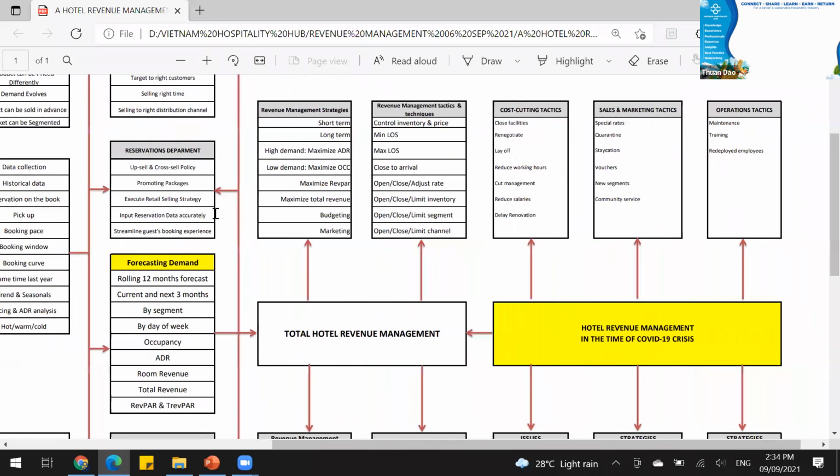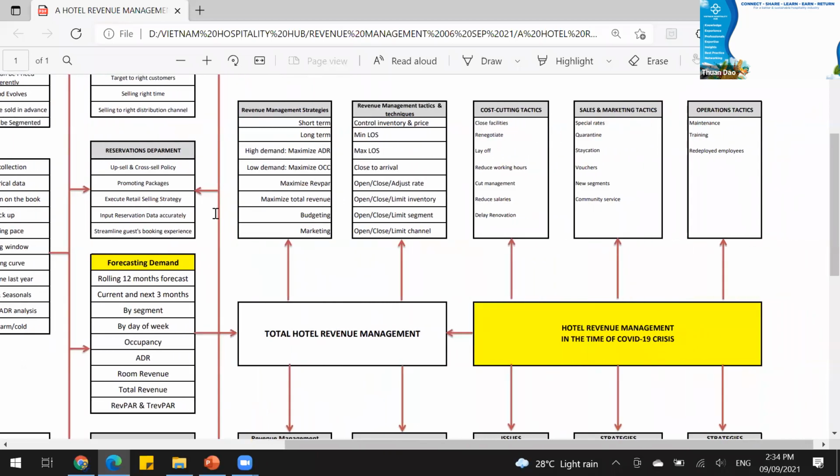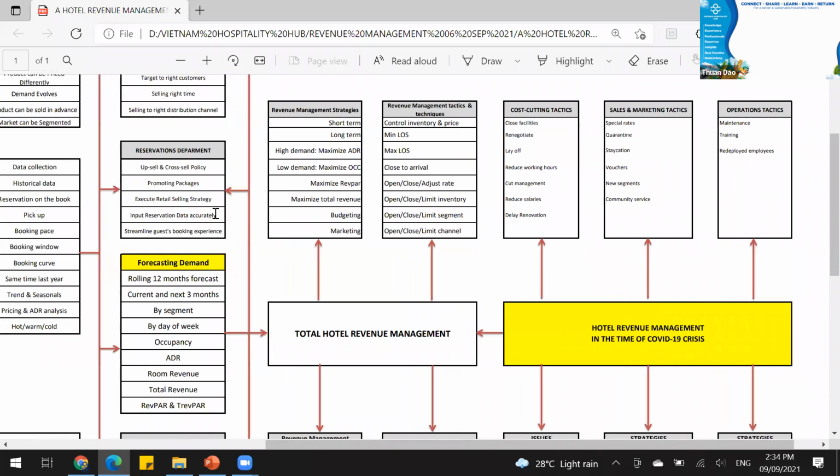And then moving next here, we get the revenue management strategy, and that leads to total revenue management.